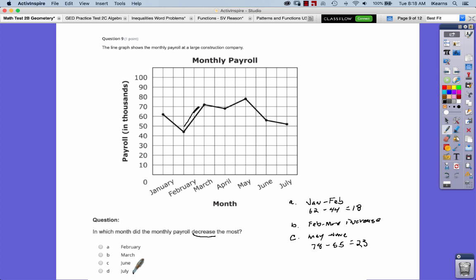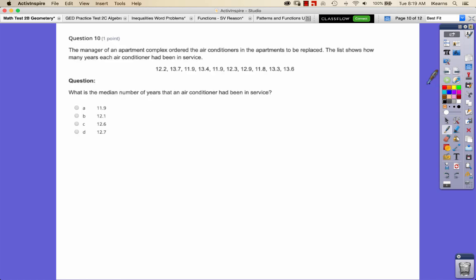And let's check out July. From June to July, it is a decrease, but you can see it's not nearly as steep. The other thing that you're doing is figuring out the slope. So really, we're looking at this slope and this one. Which one is steeper? It's going to be the one that goes from May to June, the full month of June, and that's going to be our answer. June to July is also a decrease, but it's not nearly as steep.